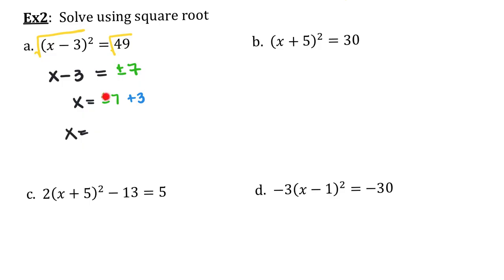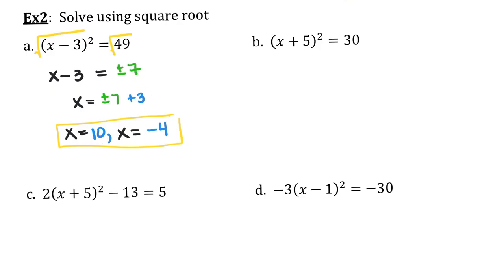Okay, I'm going to start with the positive 7. If I do positive 7 plus 3, I get 10. But there's a second answer. If I do negative 7 plus 3, I get negative 4. Okay, so those are my 2 answers, 10 and negative 4. You don't have to show this step here. Some people can add 3 and they go 7 plus 3, 10. Negative 7 plus 3, negative 4. And that's fine with me.